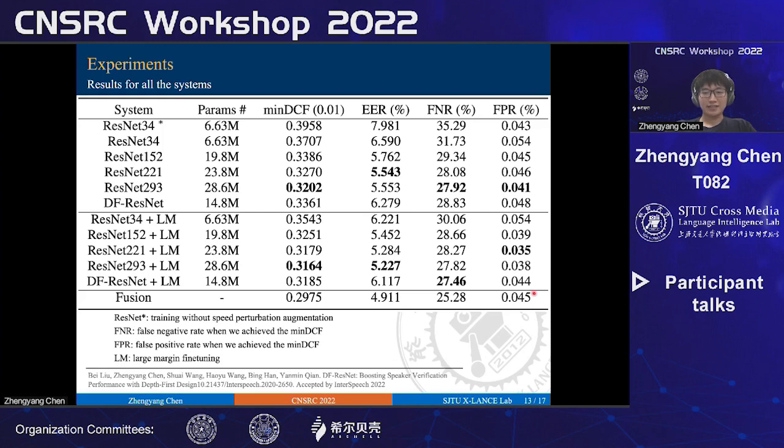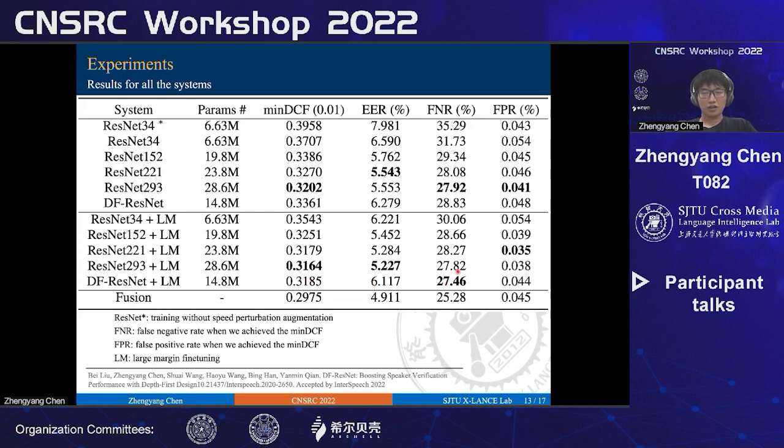Here the DF ResNet is another work published in Interspeech 2022, which aims to design a rule to make ResNet deeper and keep the model size smaller at the same time. From the results, we found the large margin fine-tuning can consistently improve the performance. Another interesting finding is that the mean DCF metric and the equal error rate metric are not always consistent. Compared with the ResNet 152, the DF ResNet has worse equal error rate, but much better mean DCF.